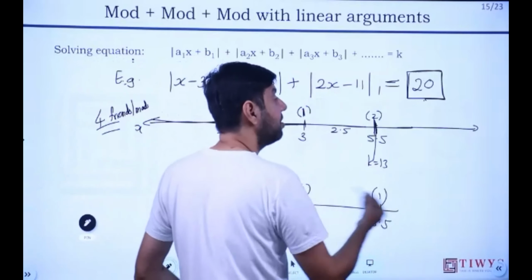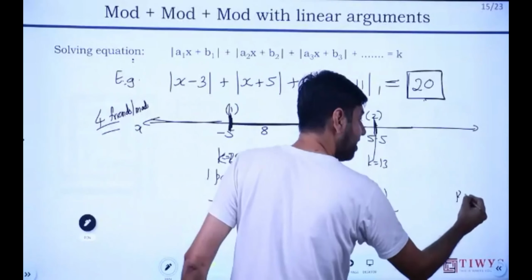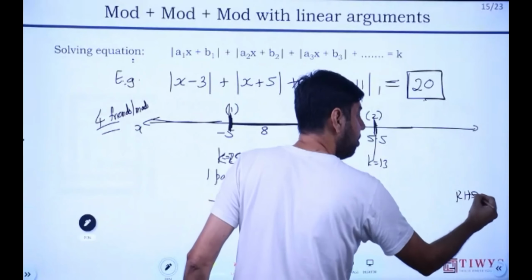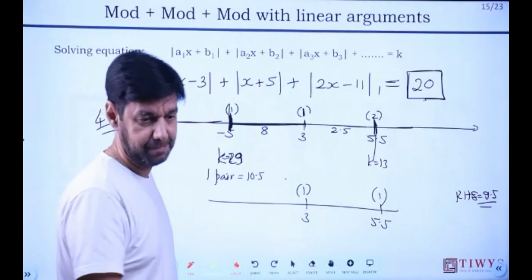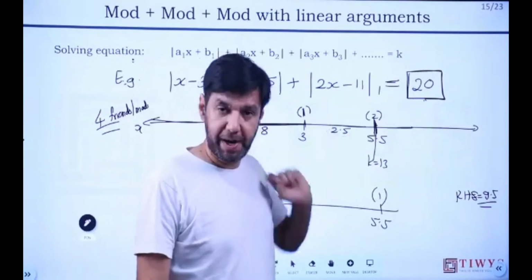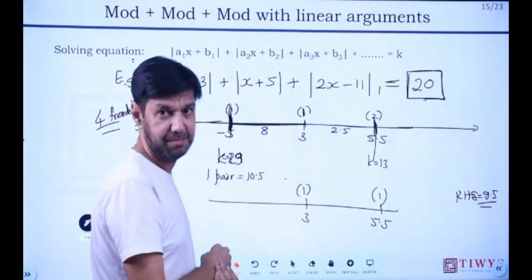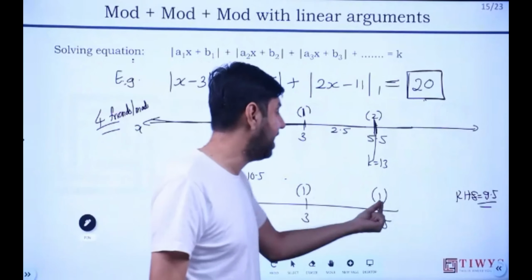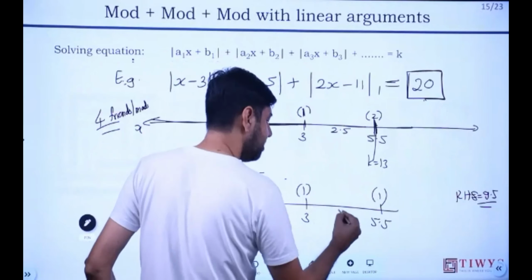Now, how much should this pair do? This pair has to do, the RHS becomes now only 9.5. 10.5 is already done. This is the total distance they have to cover, 20. 10.5 is done by A and B. Who is left? B and C. How much should they do? 9.5. Tell me, how much is this distance?